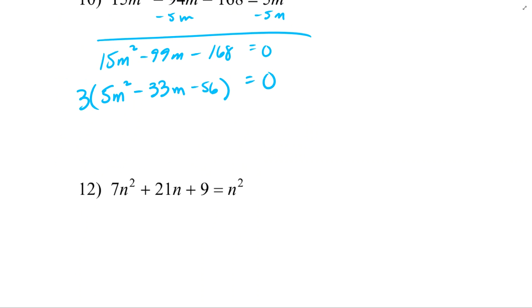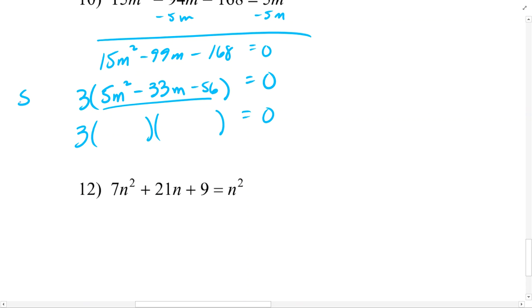Even though I'm left with a non-standard trinomial, my a and c values are much smaller. My a value of 5 and the c value of 56 are much smaller than 15 and 168, so that should make factoring a little bit easier. And here's a word to the wise: if I give you these problems in a factoring context, then yes, they should factor.